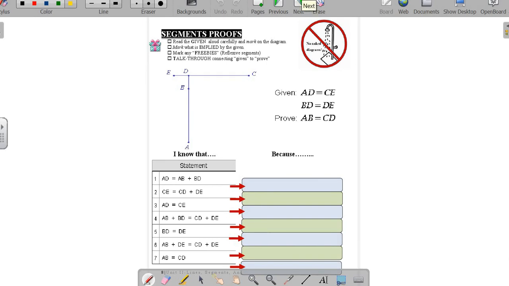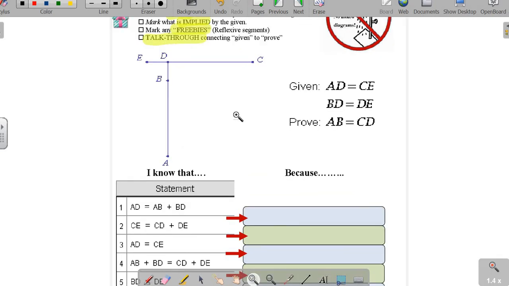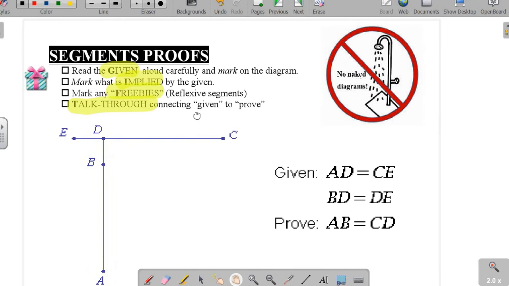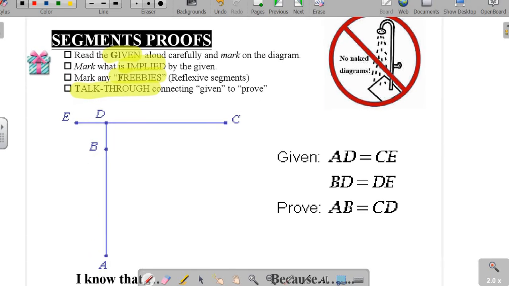So welcome to your first, what's called geometric proof. Remember, a geometric proof is just an explanation. We're going to walk through these 4 steps: given, implied, freebies, talk through. Very, very important. Never skip these steps.